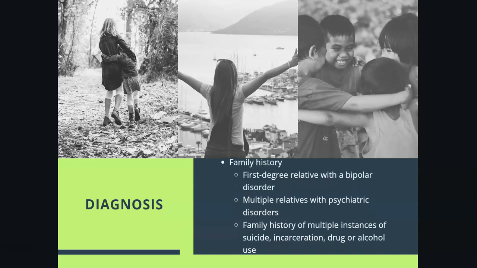So how do we diagnose? Well, we have the diagnostic criteria, but we also want to look at family history because a first-degree relative with bipolar disorder is very common in those being diagnosed. Usually they have a first-degree relative that has it, or they have multiple relatives with psychiatric disorders. They may have a family history of multiple instances of suicide attempts, incarcerations, or drug and alcohol use. And a positive prognostic feature in bipolar disorder is the age at which the symptoms first begin.